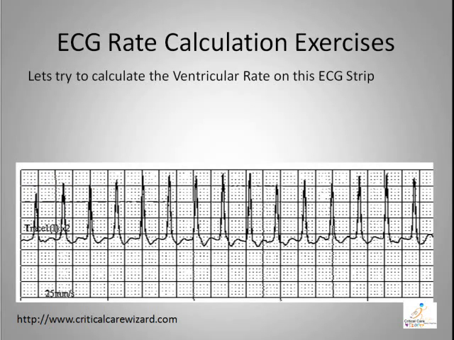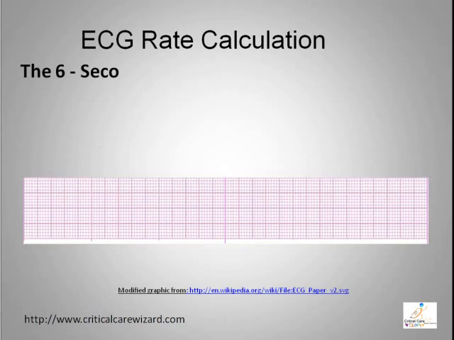To calculate the ventricular rate on this ECG strip, identify the first R wave to the immediate next R wave and mark it. The distance between R waves is about 1.2 big boxes. The ventricular rate is about 180 per minute.